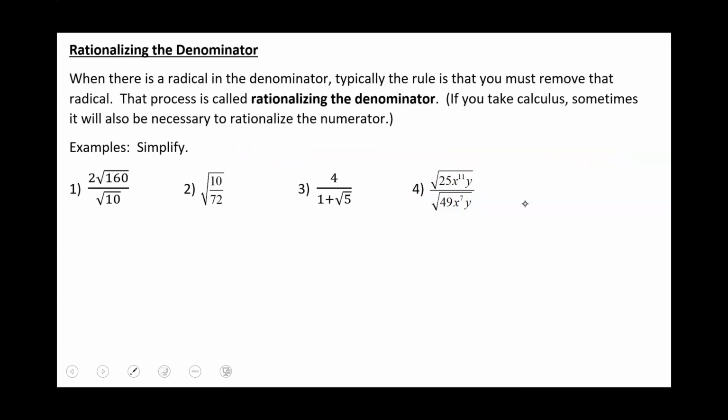All right, so we've done a lot with our product rule. Now we want to work some more with our quotient rule, all right? So look at this first one. We have 2 square roots of 160 over the square root of 10.